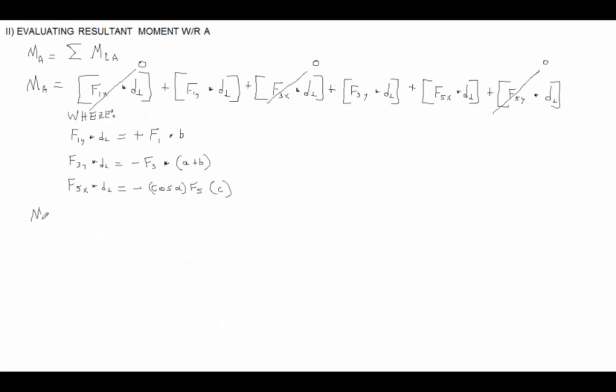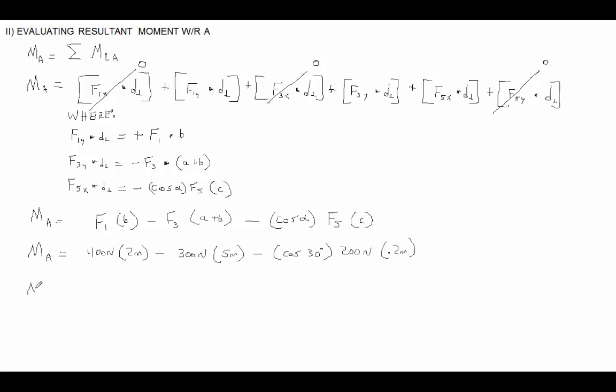So now we can plug all of those terms back into our equation. So we get MA equals F1 times B minus F3 times A plus B minus cosine alpha times F5 times C. Plugging all our values in, we find that MA equals a negative 734.641 Newton meters, which means, if you'd like to write this step, 734.641 Newton meters in this direction.